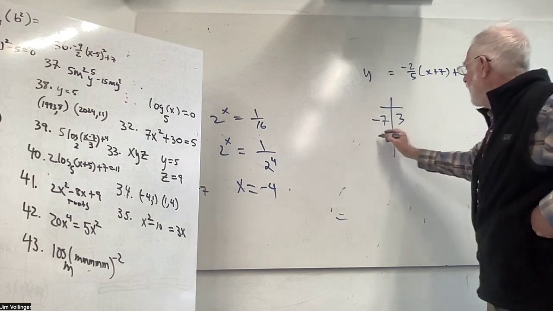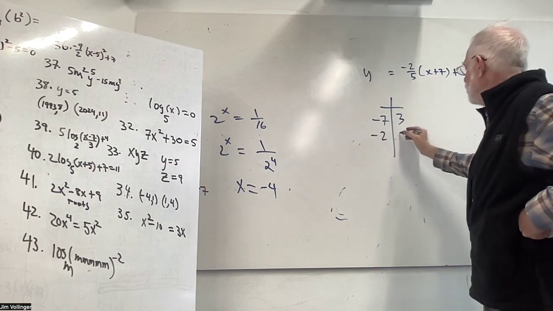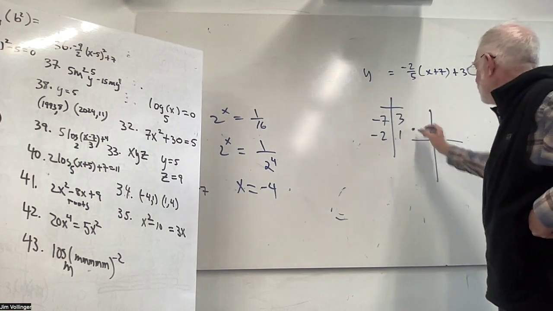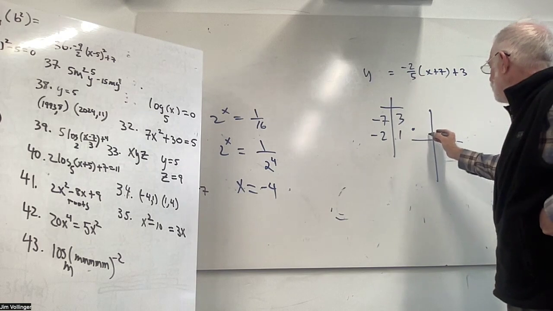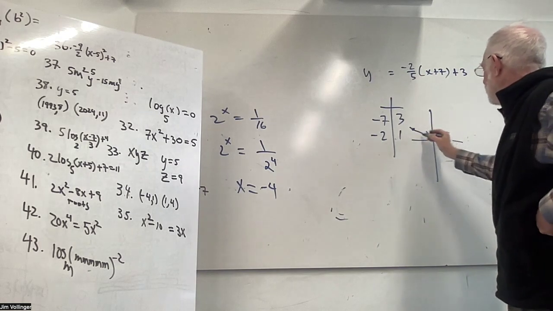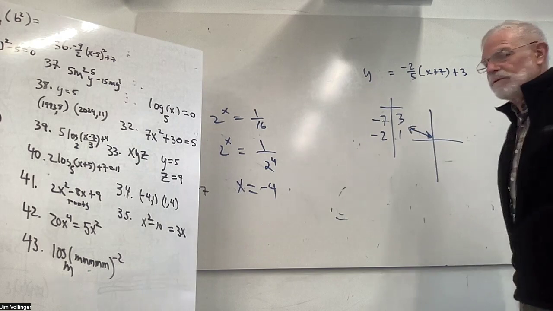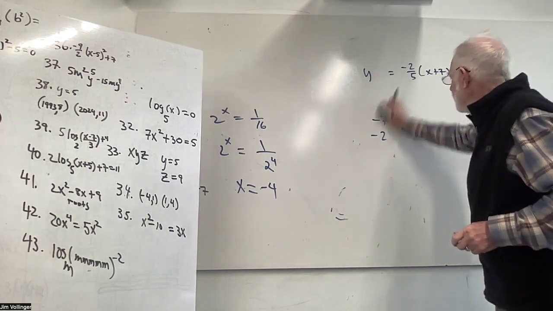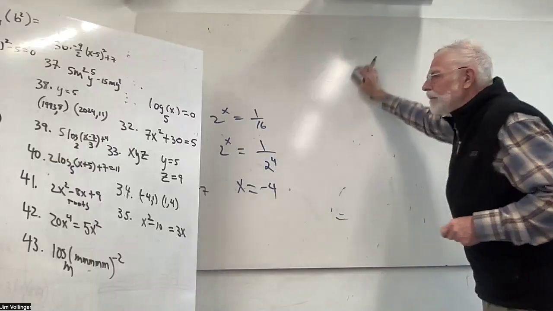So I'll change by 5, minus 2, go down 2, over 1. So where's negative 7, 3? Let's call that negative 7, 3. Let's call this negative 2, 1. Looks like it, if I took a little more time, but that's the general vicinity. So graph paper would have been nice there, but that's okay.